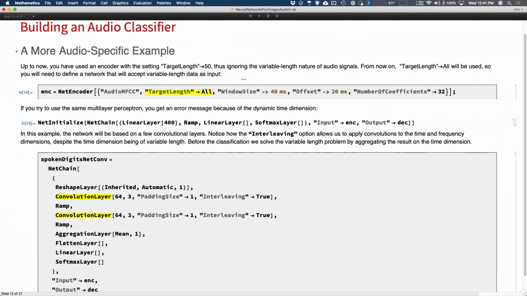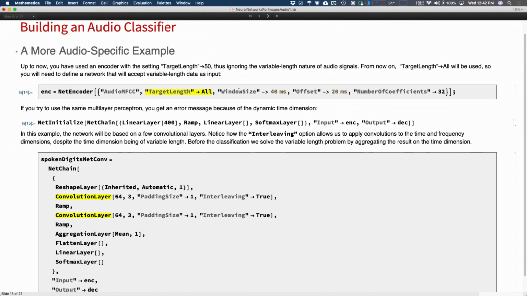I was mentioning before that the encoder that we use produced fixed size matrices, but audio data is inherently of variable length. The dataset that we're using is inherently of variable length, just because it might take more time to say a digit than another, or you might have forgotten to press the stop button or something like that.